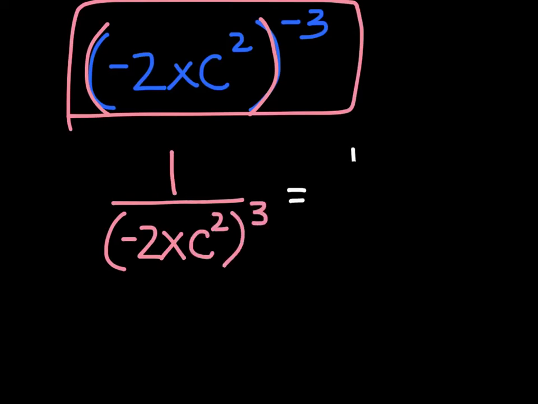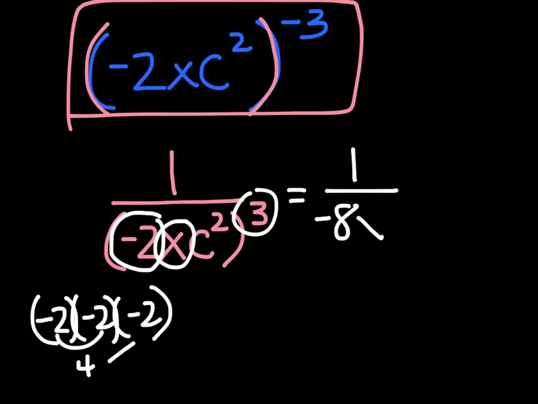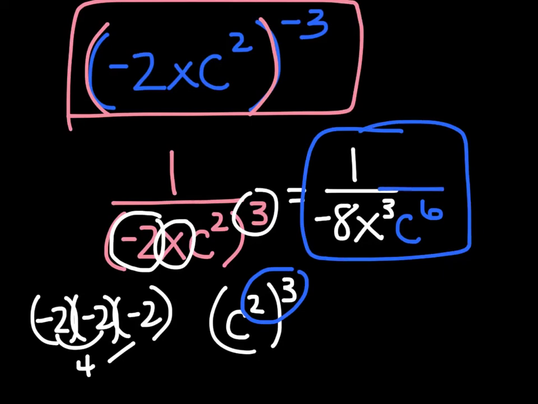Okay, so now I can actually work this out. I have 1 over. I need to do negative 2 to the third. That's negative 2 times negative 2 times negative 2. Well, negative times a negative is a positive 4, times negative 2 is negative 8. Then it says take x to the third power. Well, that's easy, I just write it as x to the third. And then it says take c squared to the third power. Well, when you do that, you can just multiply your exponents and you get c to the 6th. So here is my answer for this one. It's all the way simplified.